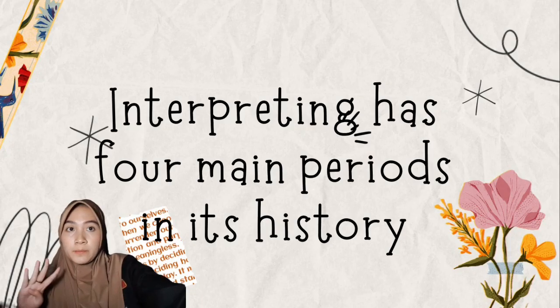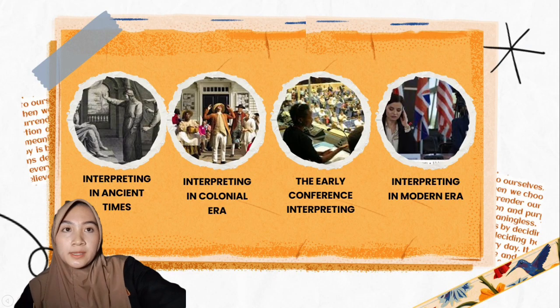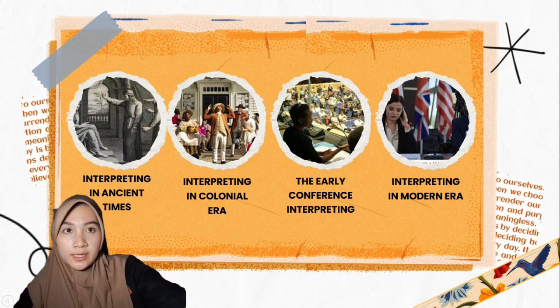Interpreting has four main periods in its history. The first is interpreting in the ancient times, the second is interpreting in the colonial era, the third is the early conference interpreting, and the fourth is interpreting in the modern era.